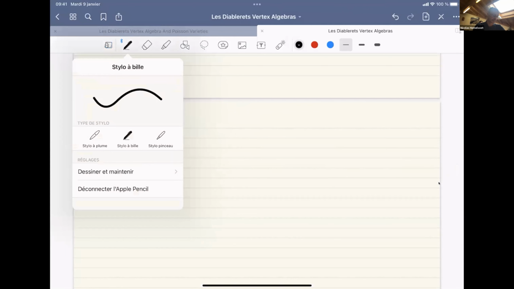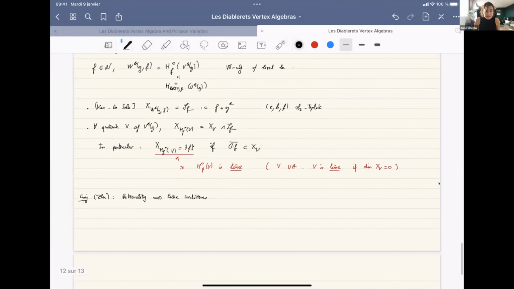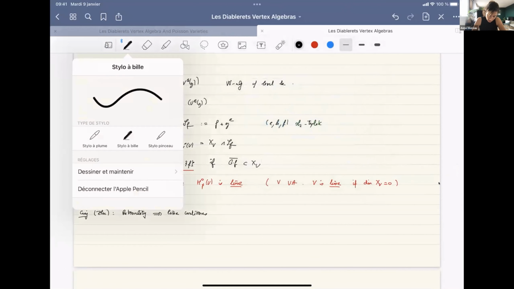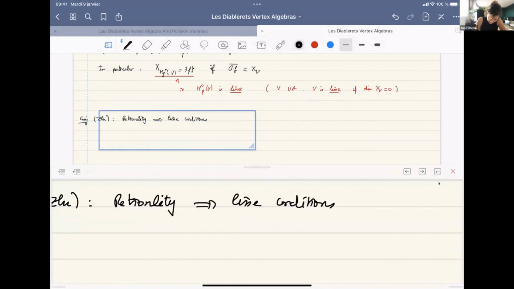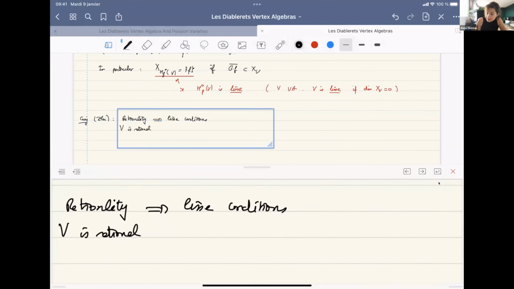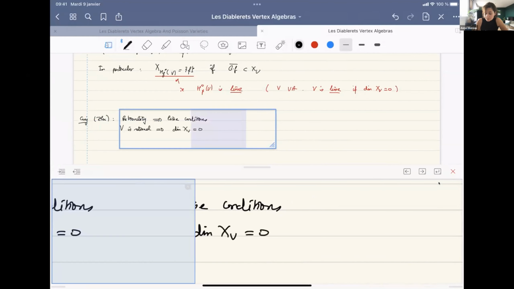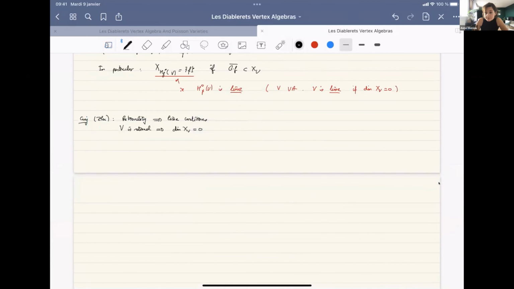Question. Can you just repeat this conjecture because I can't read what's written? Sorry. So the conjecture is a general conjecture that if a vertex algebra is rational, then it is automatically Lisse. And Lisse is a geometrical condition. Maybe I'll write better. If V is rational, so any V module is completely reducible, then the associated variety has dimension 0. This is a conjecture. Is it okay? Yes, thank you.